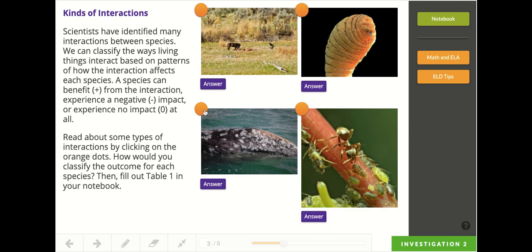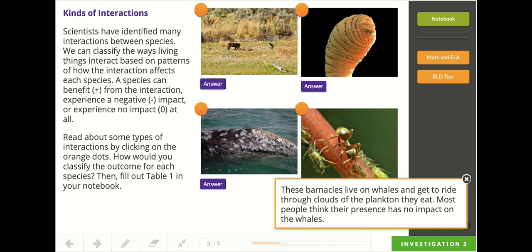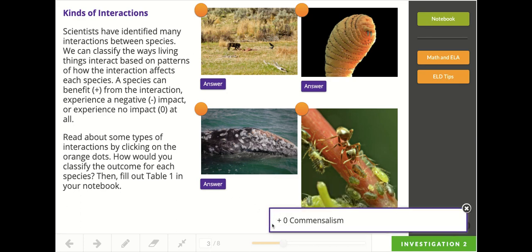Here's another example. The barnacles, the brown and white spots that you see on this whale, live on the whale. They get to ride through clouds of plankton that the whale eats. Most people think that the presence of barnacles on the whale has no impact on the whale whatsoever, but the barnacles are certainly benefiting from this relationship because as they travel through those clouds of plankton, they get food. So we classify this as a positive benefit for the barnacles and no impact on the whale, so the 0. This relationship is known as commensalism.